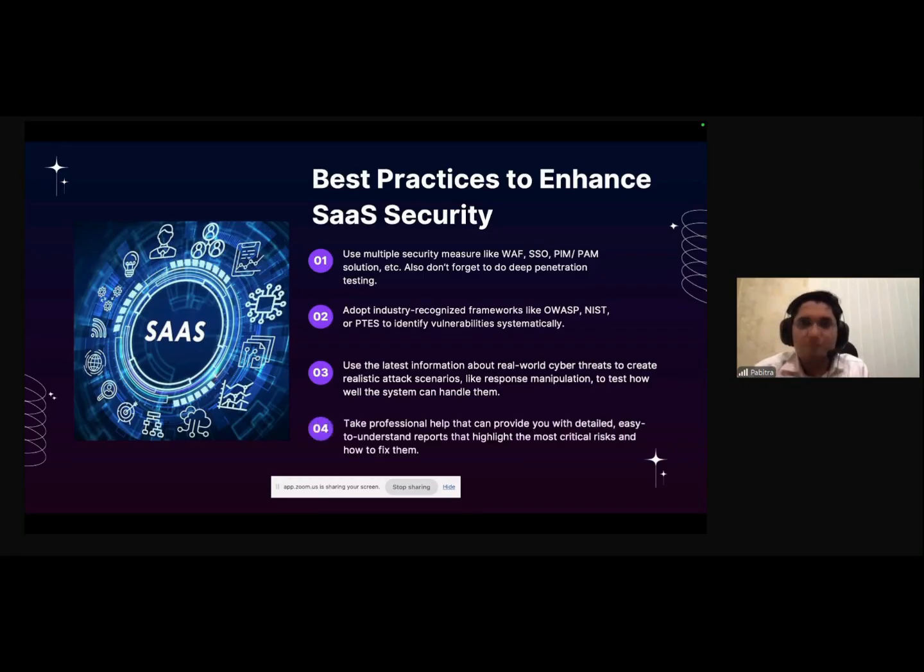And the best way, go for professional help, like a company like Qualysec, where we help SaaS companies to secure themselves. Go for them, take professional help, perform the pen test, ask them for the report, perform the fixing, ask them for the retest and complete it.